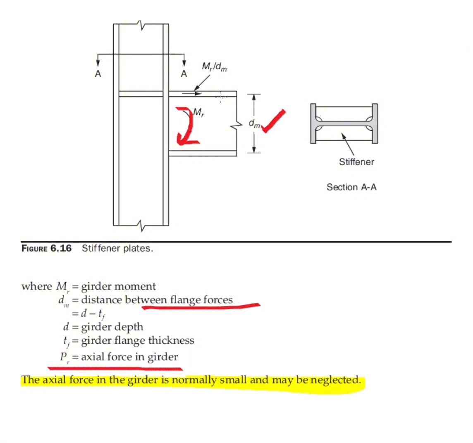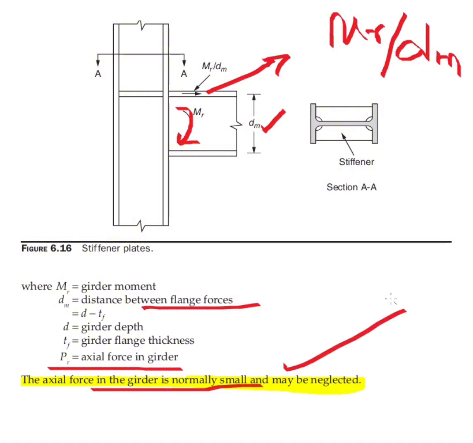So this force is Mr divided by dm. Usually the axial force in the girder is small and may be neglected. Otherwise that will become Pr divided by 2. Pr is the axial force here and here, right? So this half is taken because the axial force can be taken as half.